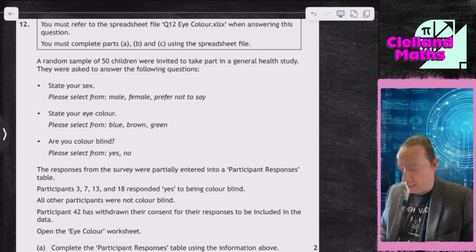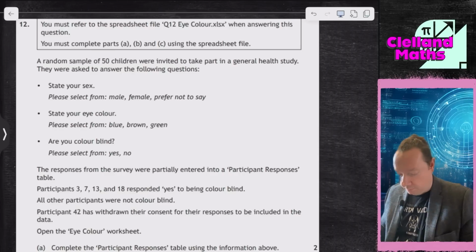Basically, Higher Applications of Maths 2025, question 12. You must refer to the spreadsheet Q12 eye colour when answering this question. Complete parts A, B, and C using the spreadsheet file. A random sample of 50 children were invited to take part in a general health study and answer the following questions. State your sex: male, female, prefer not to say. State your eye colour, which is blue, brown, and green. And are you colourblind? Yes or no?